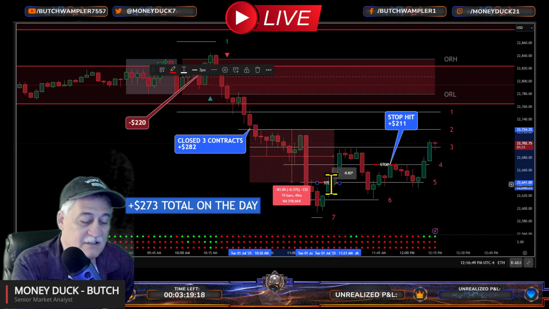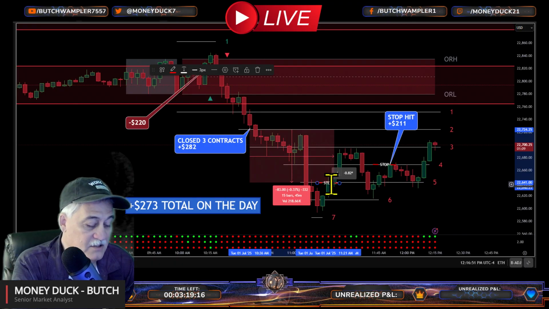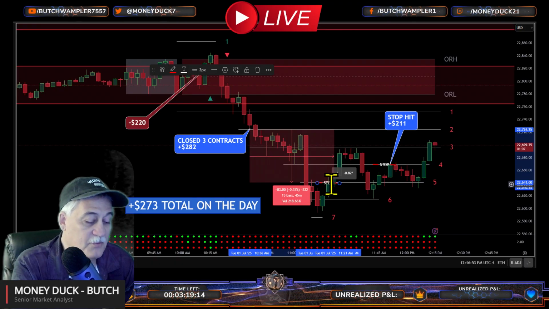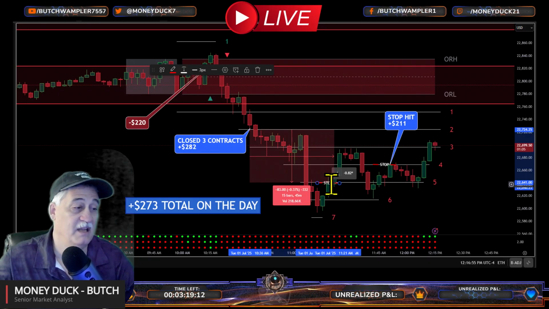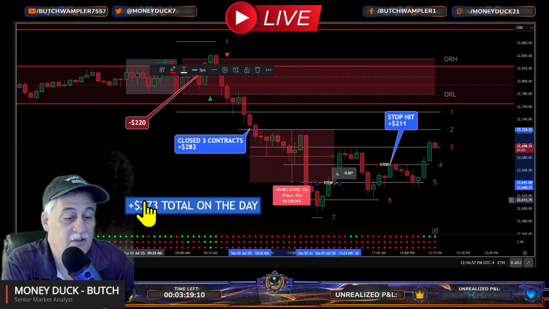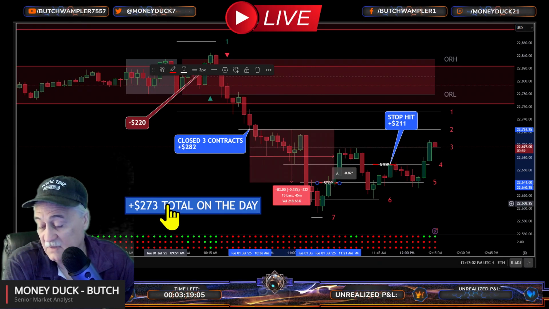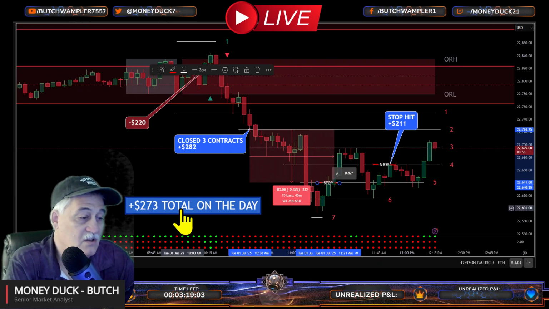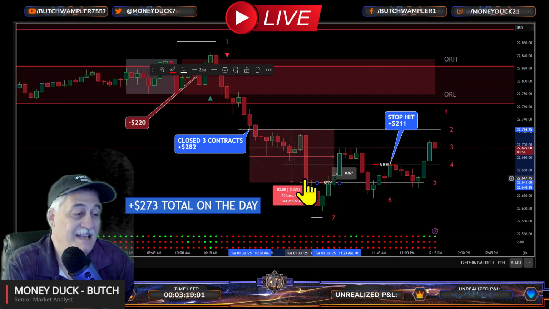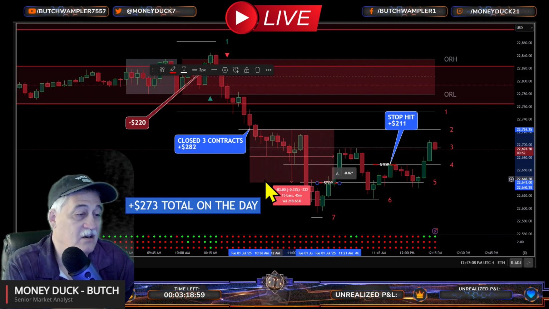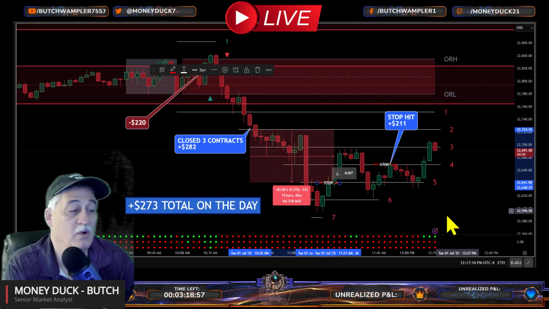So we're looking at 614 on the day minus 220. So I would have been at 394 on the day, basically, instead of the 273 on the day, which is about an extra $121. So I'd have had an extra $121 if I would have been here and managed the stop the way I would have wanted to manage it.